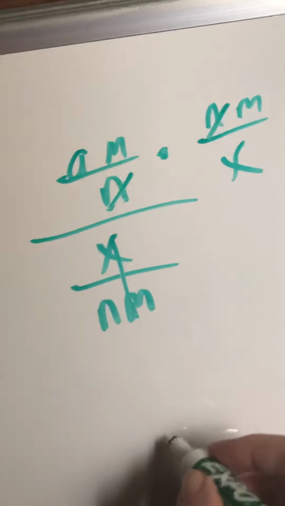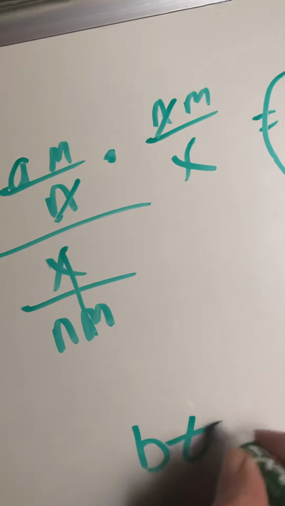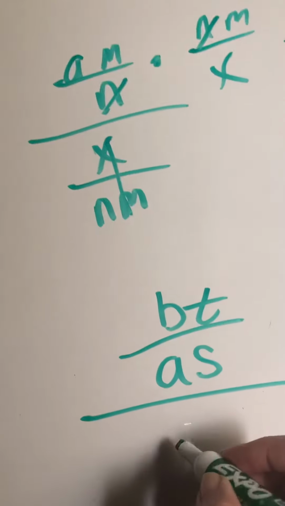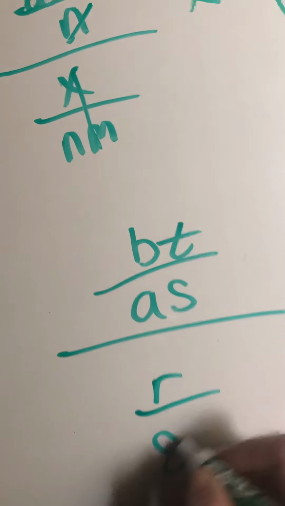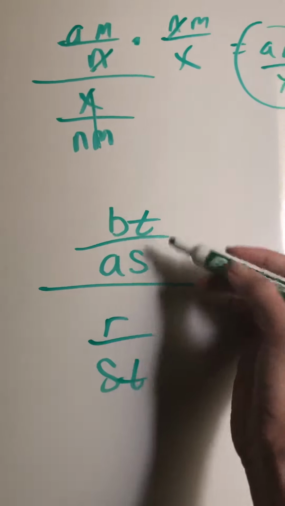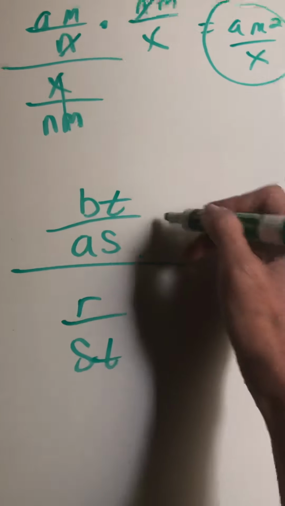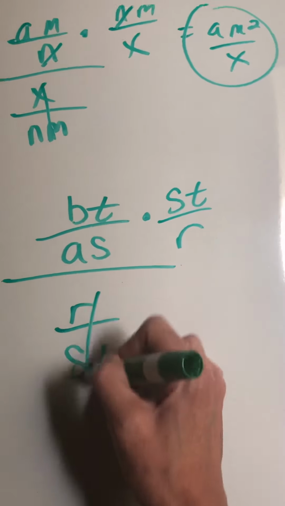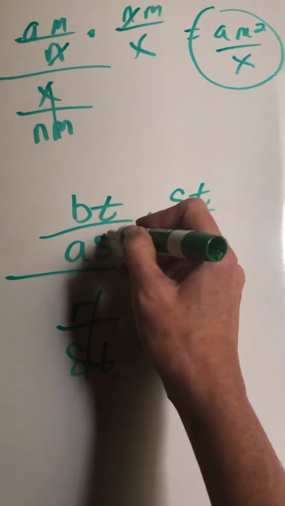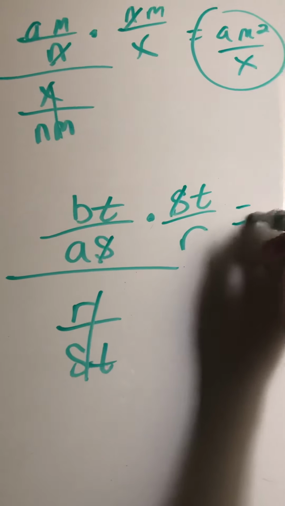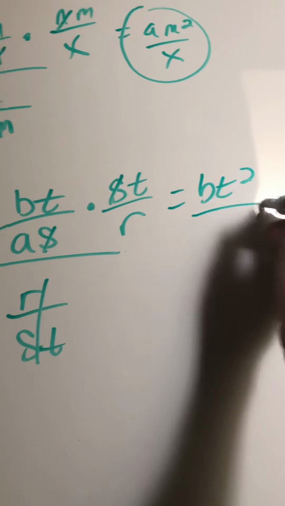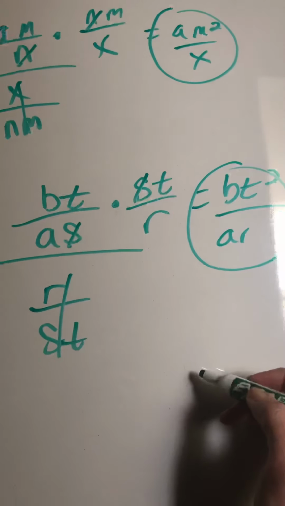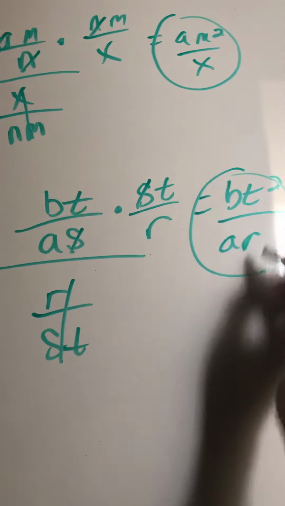So let's try another one like that. bt over as, and I'm dividing that by r over st. So top fraction bt over as, bottom fraction r over st. So I'm going to flip and have st over r. Cancel anything I can. This s and this s can cancel, and that leaves me bt squared, because t times t is t squared, over ar. So that's the way you'd leave that one.